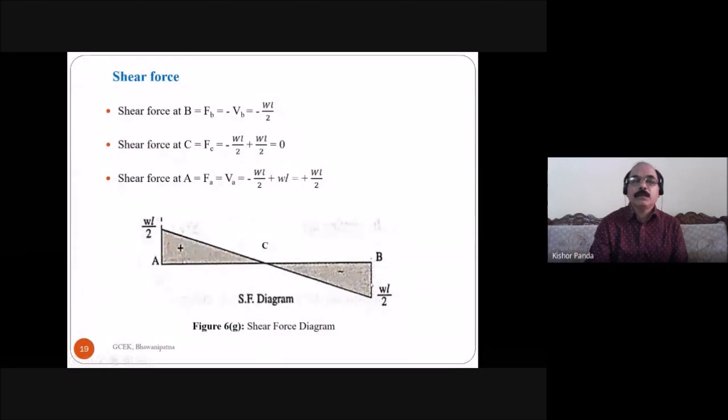So here this is negative, and here the shear force is positive, WL by 2. It goes linearly, because you have a uniformly distributed load. If there is a uniformly distributed load, the shear force diagram will go in a linear manner, and this is the shear force diagram.